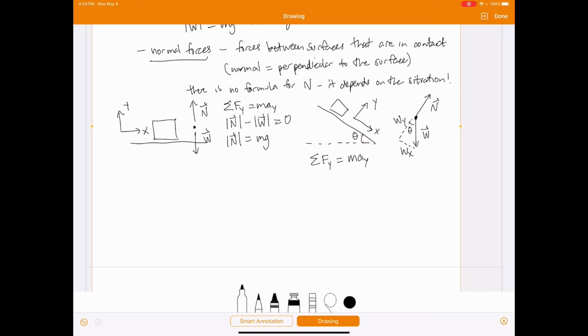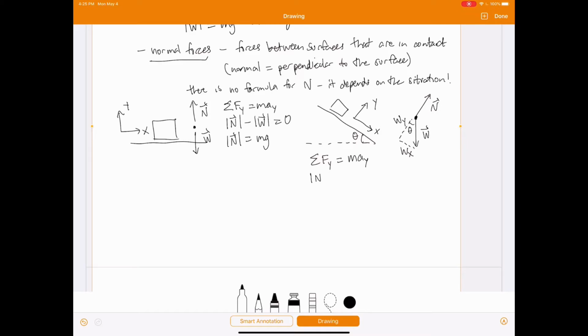And just like before, there is no acceleration in the y direction because it's not like the box is coming off the ramp or going down into the ramp. It's just moving along the surface of the ramp. It's only moving in the x direction. So yeah, we can say y acceleration is 0.